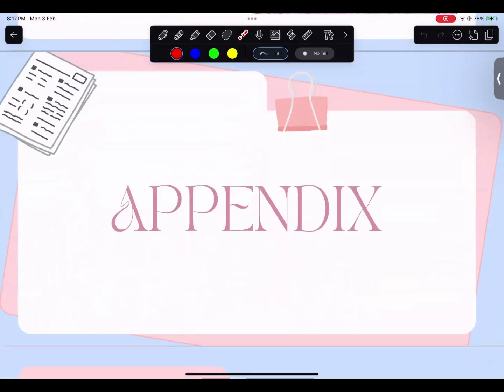Appendix. Very important. Does anybody have any questions for the stomach or the histology of the stomach? Wait, one second.